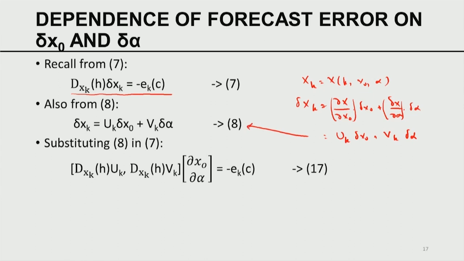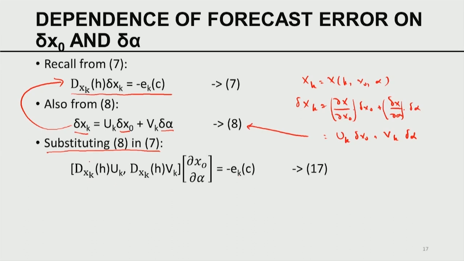Therefore, we are able to express delta xk in terms of delta x naught and delta alpha. Now, I can substitute this delta xk into equation 7. If I substitute this and simplify a little bit, I get dfxk h times uk comma dfxk h times vk times delta xk delta alpha must be equal to minus ek minus ek of c. That is equation 17.